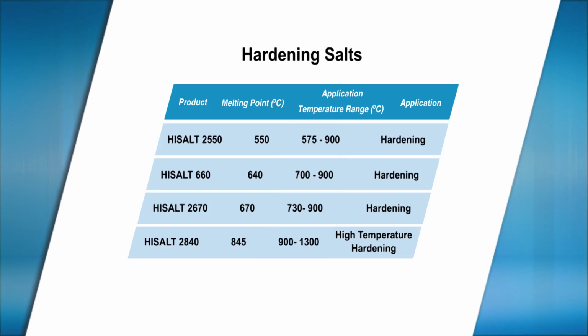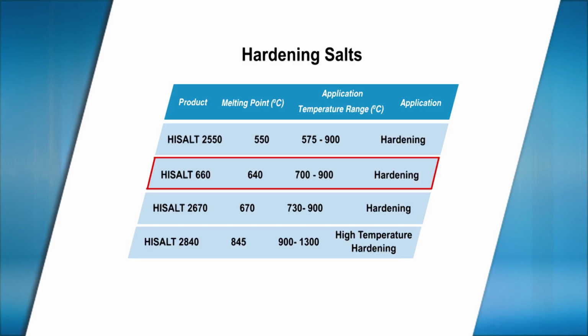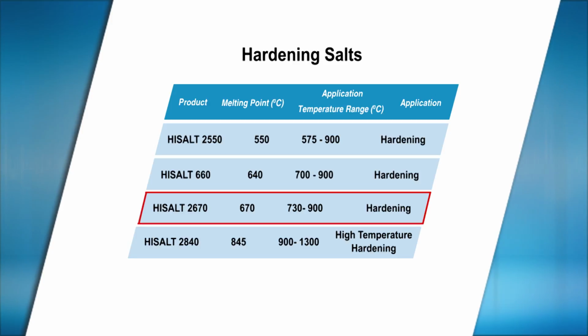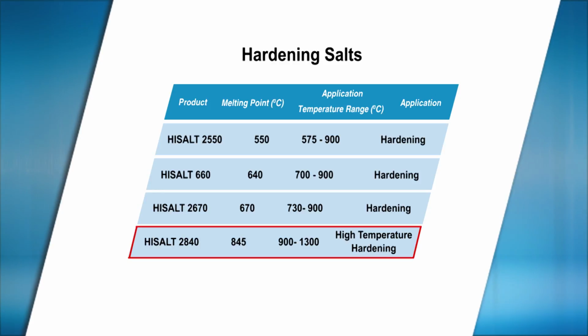For the general hardening applications, we have three popular products in our range, namely High Salt 2550, High Salt 660, and High Salt 2670, having different melting points and application temperature range to suit the hardening requirements. High Salt 2840 is having the highest melting point in this category and can be used in application temperature range of 900 to 1300 degrees Celsius in high temperature hardening applications.